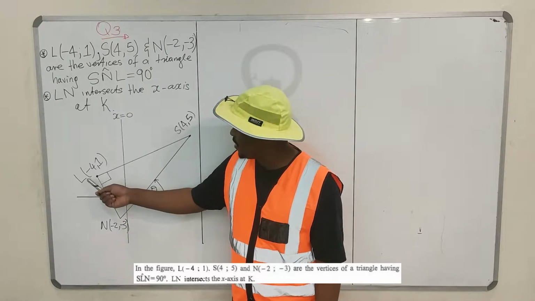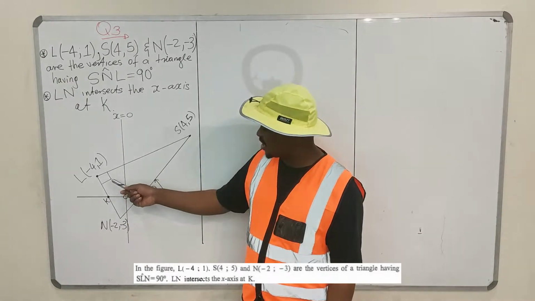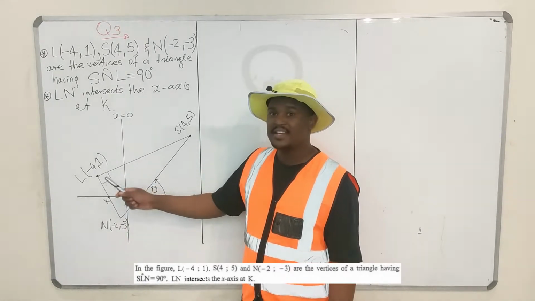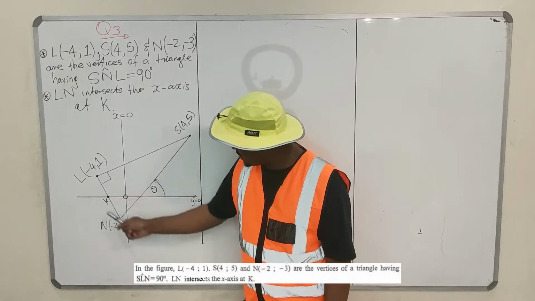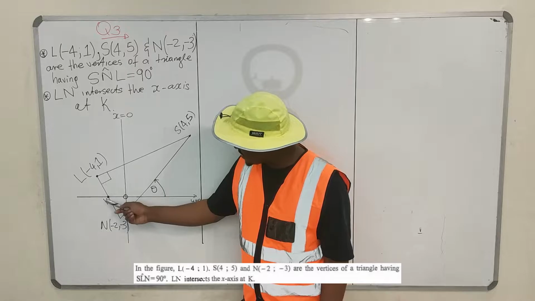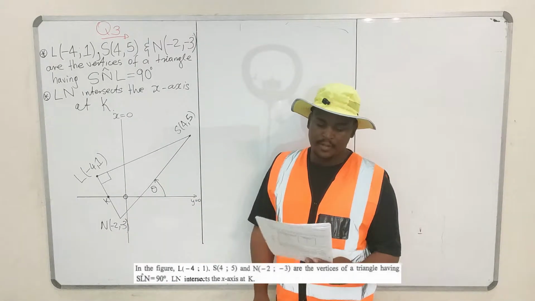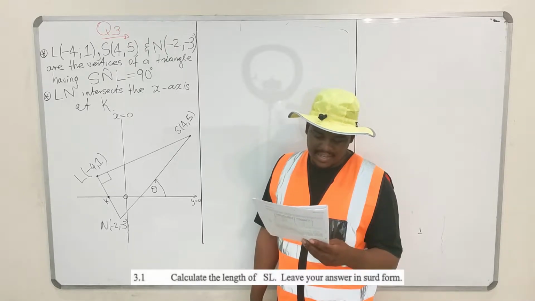So you see you have L, S, and N. They form a triangle, and this triangle is right-angled at L, which is this 90 degrees. That's what they're telling you. And they tell you that this line LN intersects the x-axis at K. That's all they're saying. Fine. So, 3.1. Calculate the length of SL.